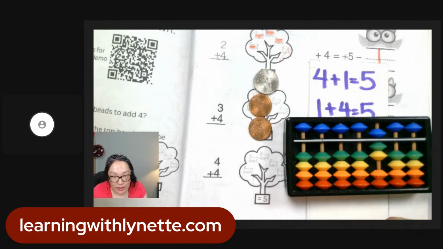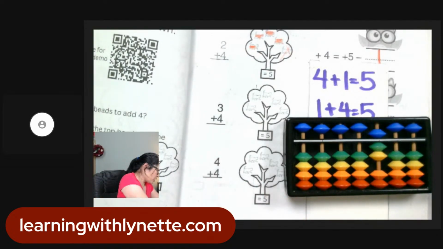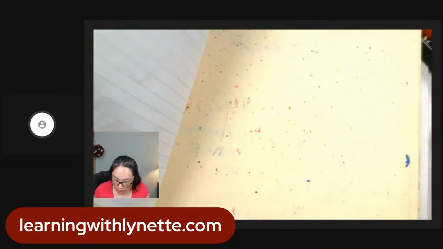Can you do 6 plus 6? Yes, we can do 6 plus 6. I am going to continue on. So 6 plus 6, that is a two-step equation. Why is it a two-step equation? Because we have to understand our plus 10s. So the first thing we're going to understand is when we add the 6.